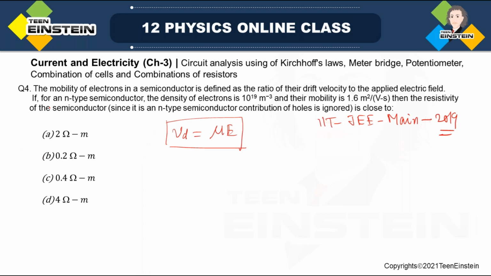If for an n-type semiconductor the density of electrons is this, that means n is given as 10 to the power 19 per meter cube, and their mobility mu is given as 1.6 meter square.